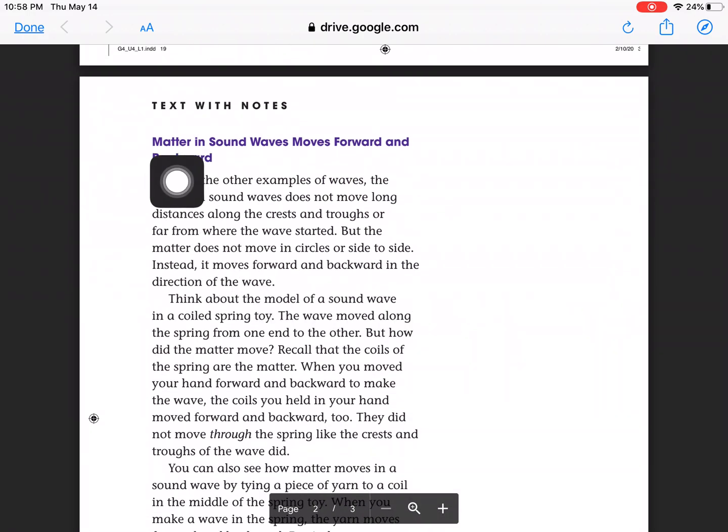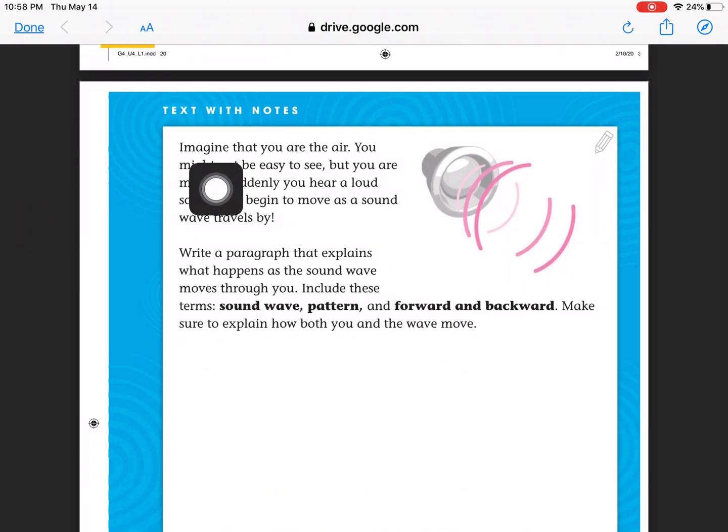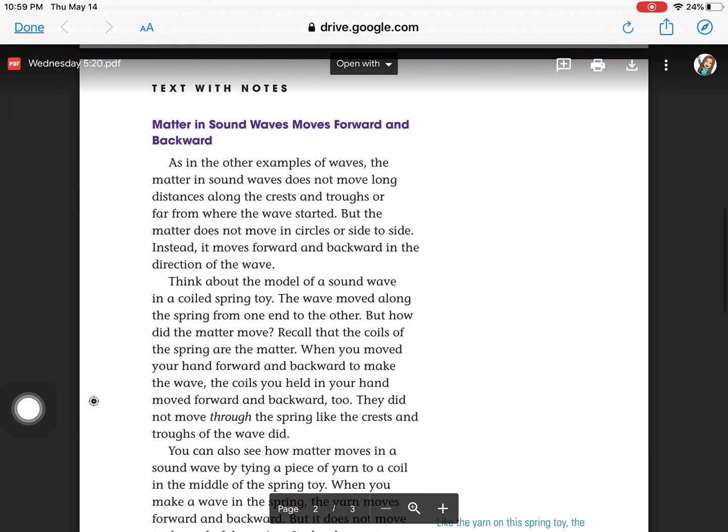So the next section says matter in sound waves moves forward and backward. Remember, our assignment is going to imagine that you are the air, the matter. You might not be easy to see, can't see air, but you are matter. Suddenly you hear a loud sound, so the air hears the sound and begins to move as sound waves travel by. So you're going to explain what happens as the sound wave moves through you, air. So thinking about how it moves through the air.